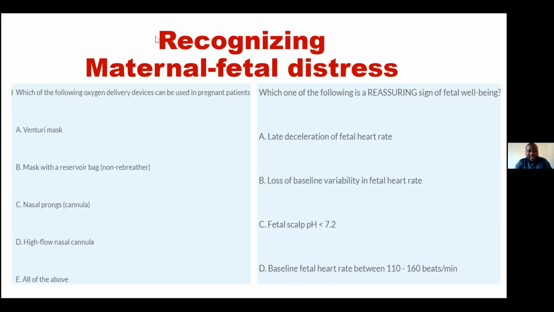Yes, this one, the second question: which one of the following is a reassuring sign of fetal well-being? Actually, it is a question coming from a CTG reason. So I wanted to see how our knowledge about CTG interpretation is, while you are talking about fetal distress. The answer here, as we will see, is that the baseline fetal heart rate has to be between 110 and 160. The loss of baseline variability in fetal heart rate, we will see in the development of our course, is not really reassuring for the fetal life. Next.